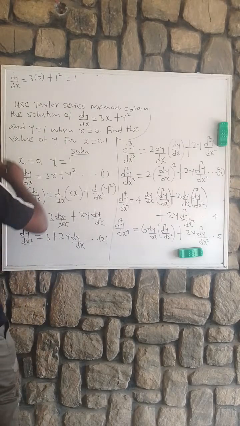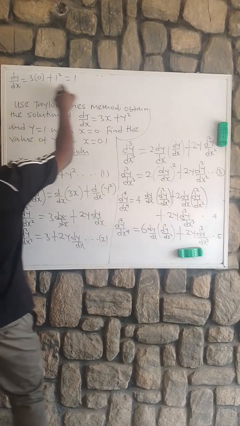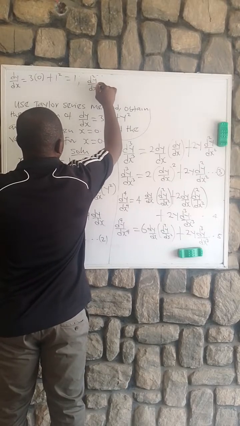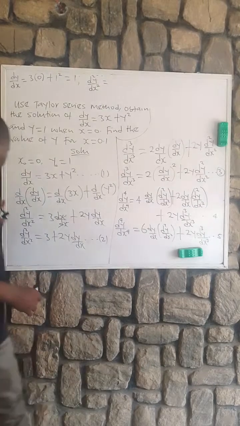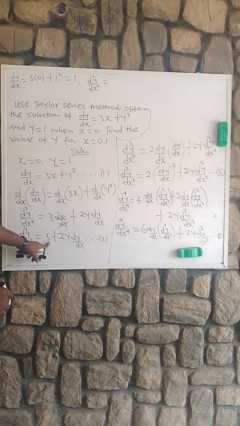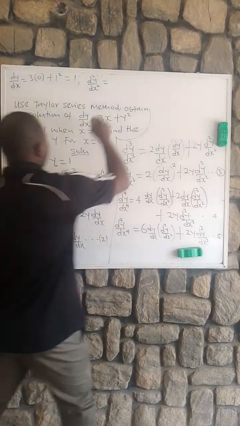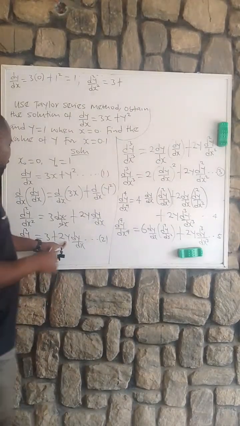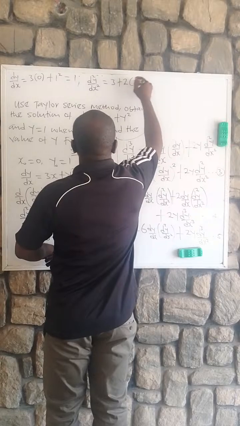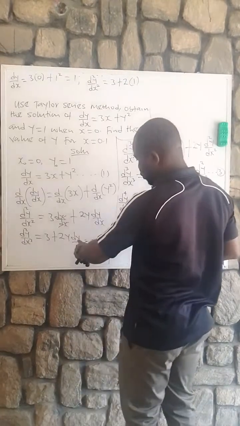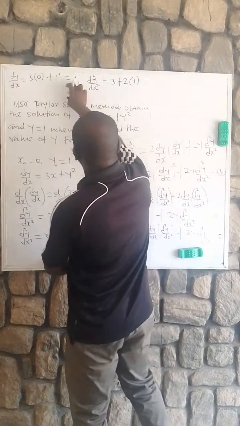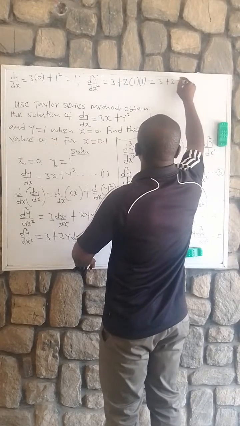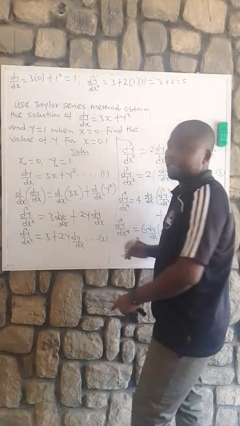Then let's consider our second derivative, d squared y over dx squared, right? This is equal to 3 plus 2 times y, where y is 1, then we have dy over dx. True or false? Our dy over dx is 1. So you can now see that here we are going to have 3 plus 2, which is equal to 5. Do you understand?